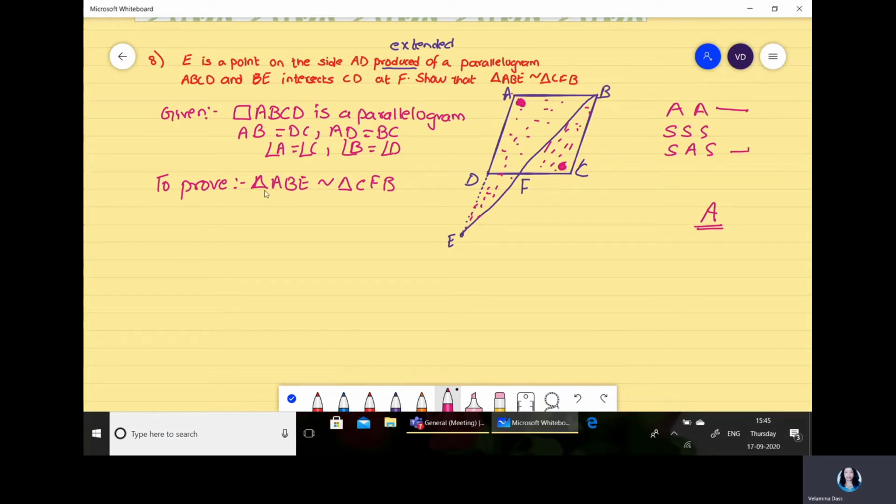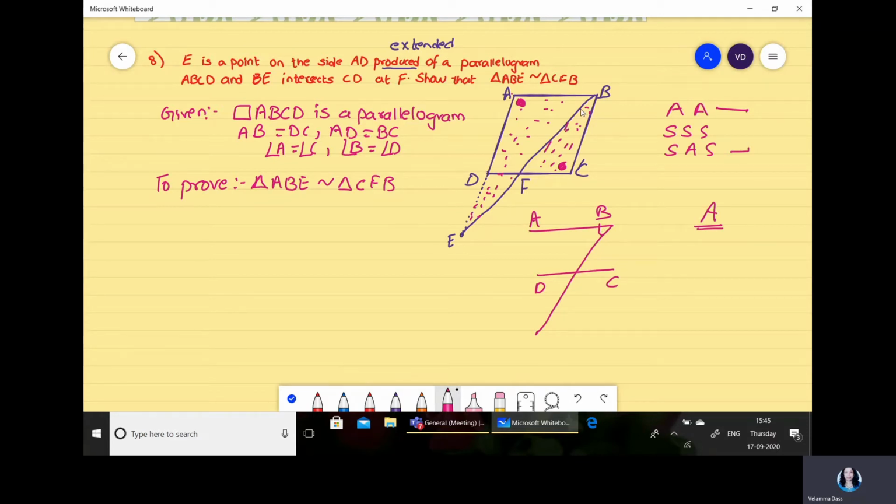Now to see the second condition, we again have to analyze, since nothing else is given. What is the definition of a parallelogram? A quadrilateral is said to be a parallelogram if the opposite sides are parallel. So when I take AB parallel to DC, and take BE as a transversal, we get alternate angles, that is angle ABE.